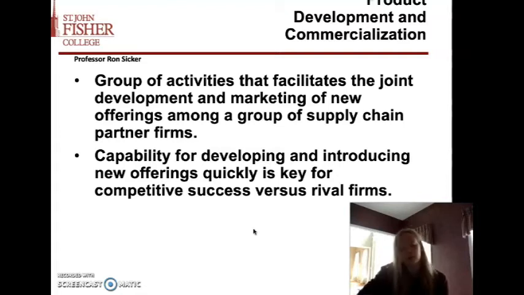And it enables a company to introduce features and cost-cutting measures into products that they have already developed and products that they plan to develop in the future. So the capability for developing and introducing these new products quickly and cost efficiently is key for having competitive success against rival firms that are trying to do the same thing. And that all goes back to the relationships that you have with your suppliers that enable companies to release these new products in a quick and cost-effective fashion.